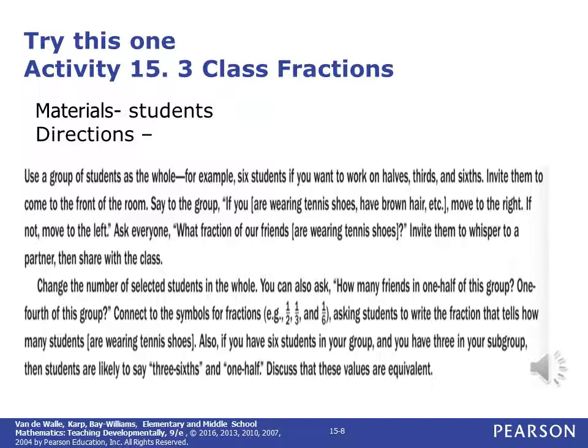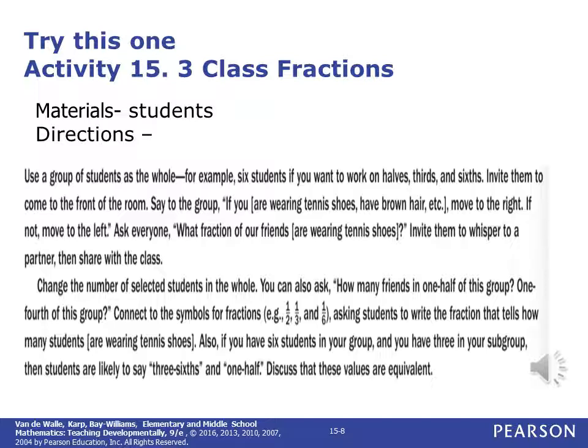But you can invite a specific number of students to come to the front of the room, and you could say to the group, if you are wearing tennis shoes, or if you have brown hair, or if you're wearing earrings, move to the right. If not, move to the left. And you would ask the whole class, what fraction of our friends are wearing whatever it is that you specified, tennis shoes, earrings, brown hair, whatever.